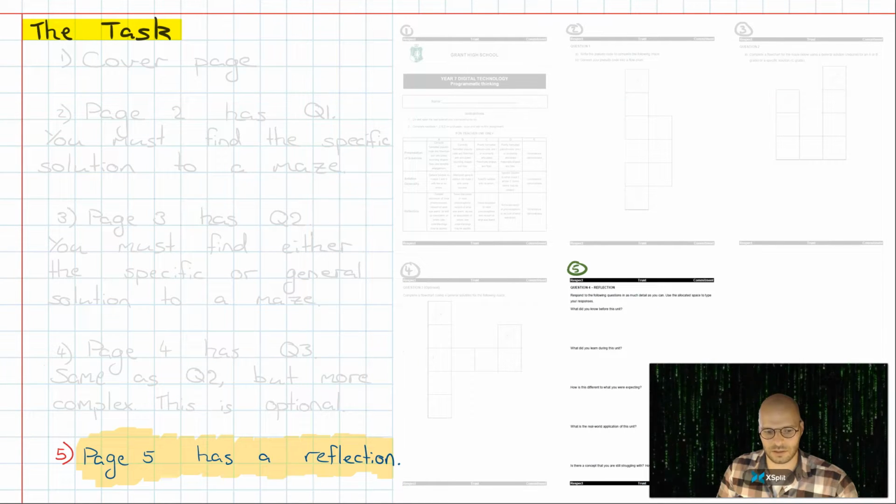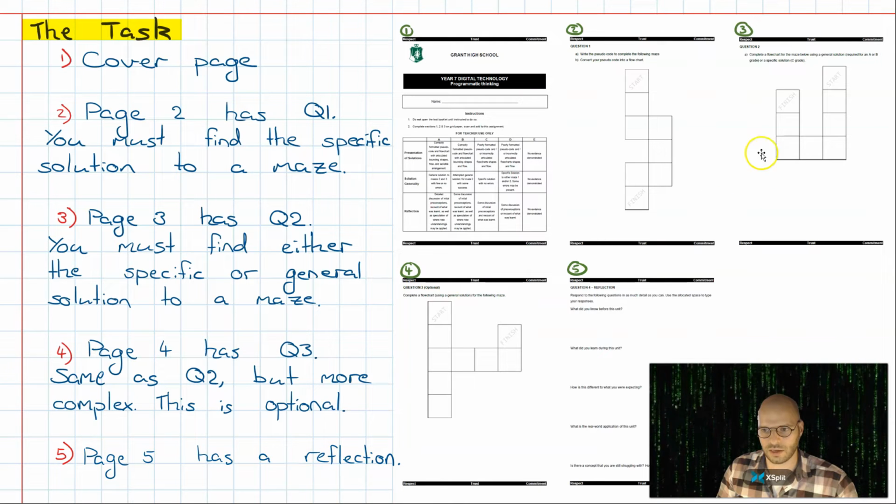And finally, on page 5, we have the reflection. This must be completed to satisfactorily submit your assignment. So in total we have 5 pages and 4 questions that you need to answer.